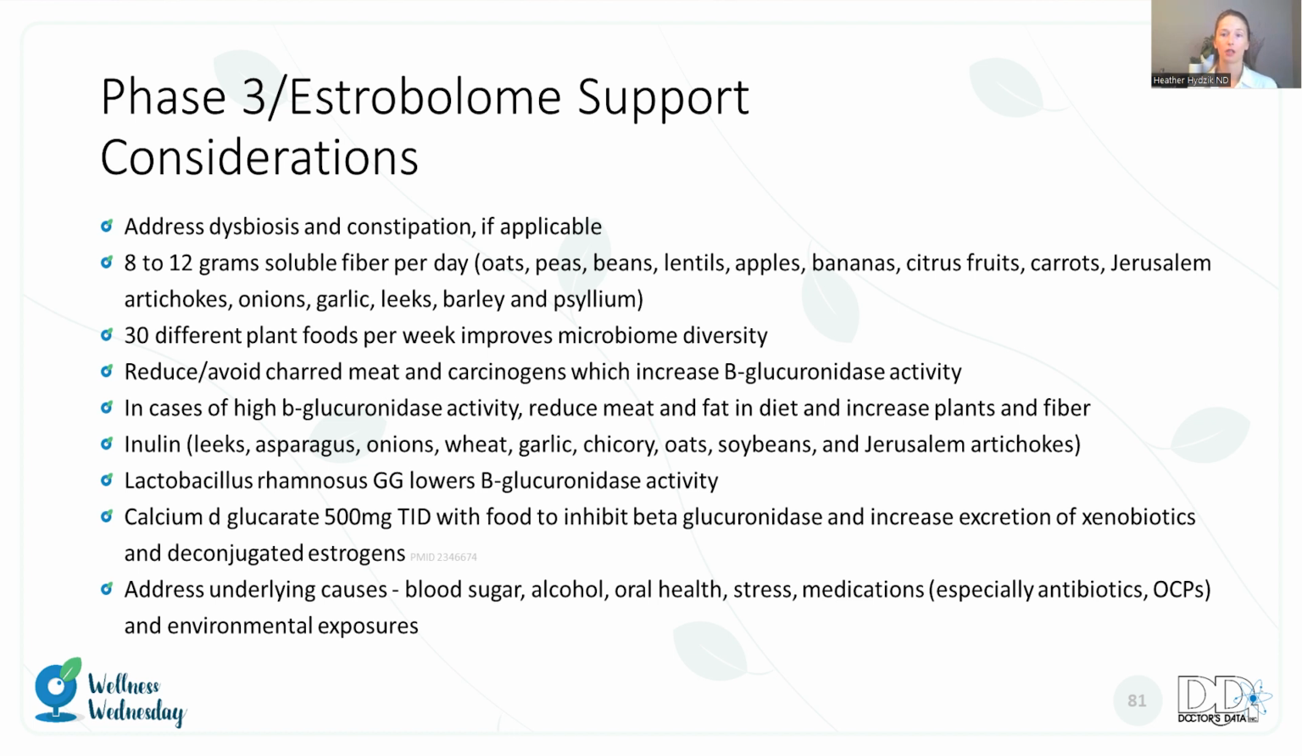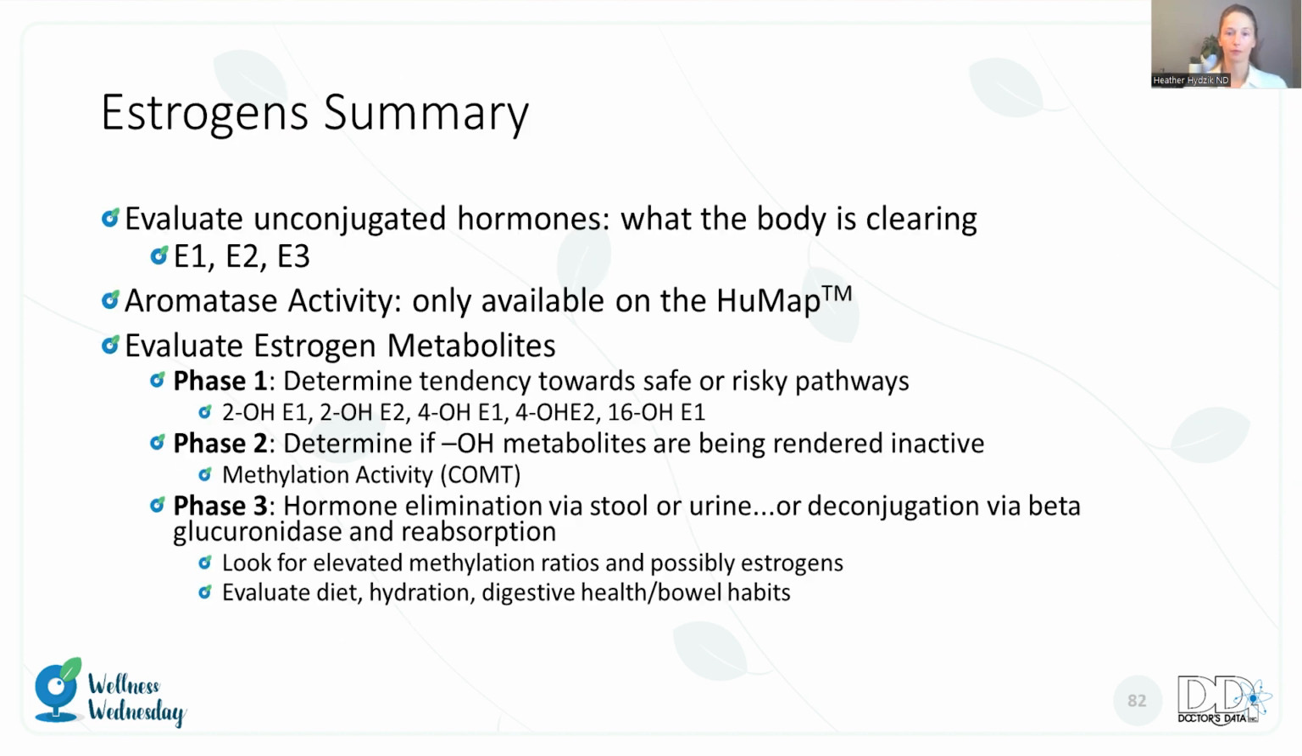Considerations here include soluble fiber, which is in things like oats and Jerusalem artichokes. Make sure to include 30 different plant foods per week to promote microbiome diversity. And then calcium D-glucarate can help bind and eliminate excess estrogens. Also, be sure to moderate or eliminate alcohol, improve coping with stress, and then also reduce or eliminate sugar.